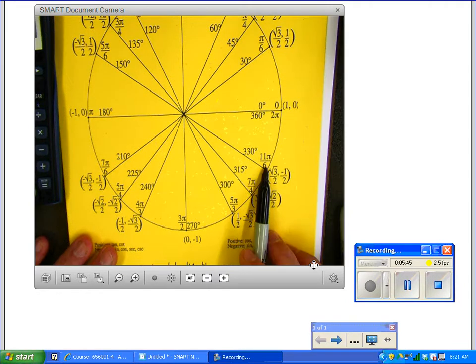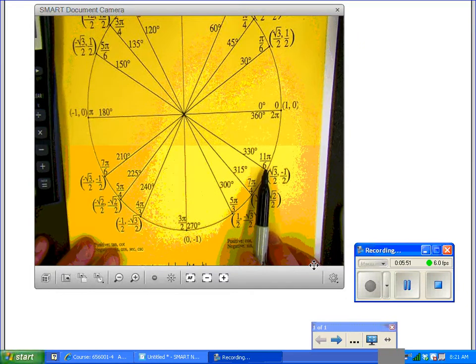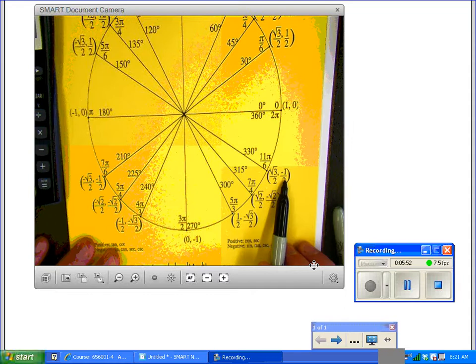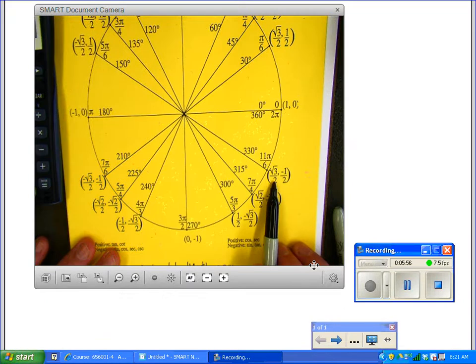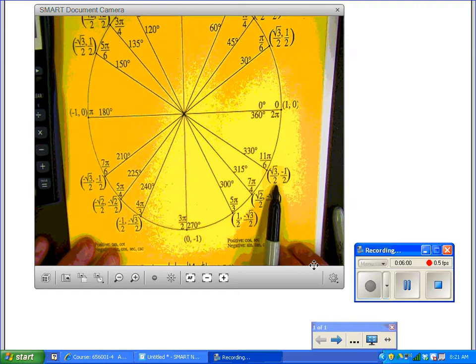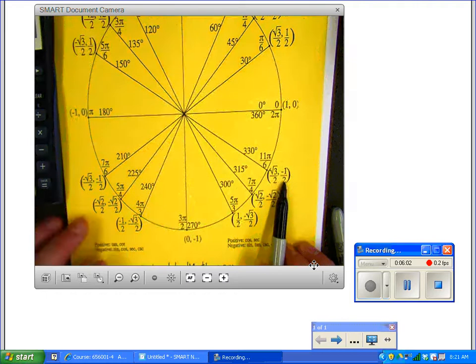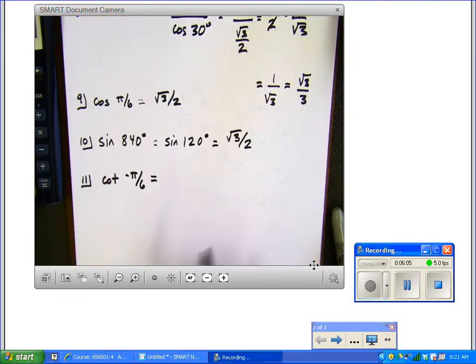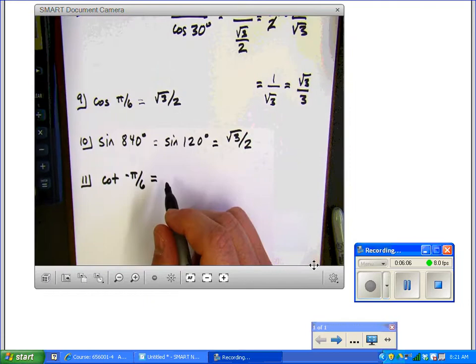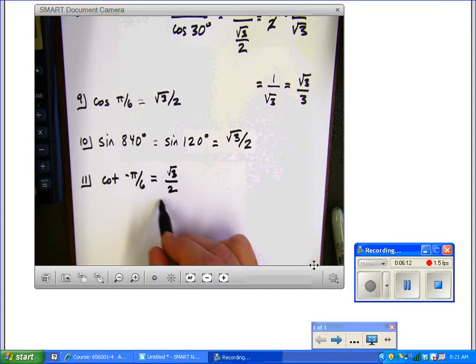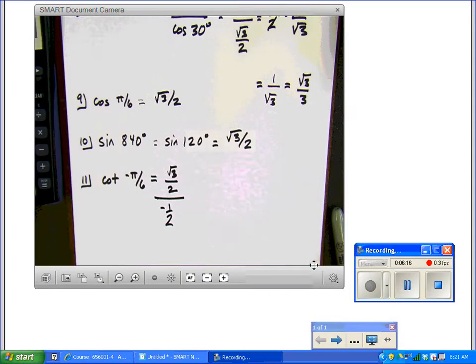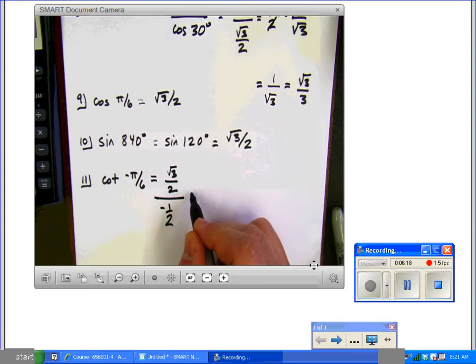So recall the cotangent is the cosine divided by the sine. So I'm going to do square root of 3 over 2 divided by negative 1/2. So square root of 3 over 2, that was the cosine, divided by the sine, which was negative 1/2. Okay, so this is real similar to number 8 here. We're going to have to simplify this by multiplying it by the reciprocal here.